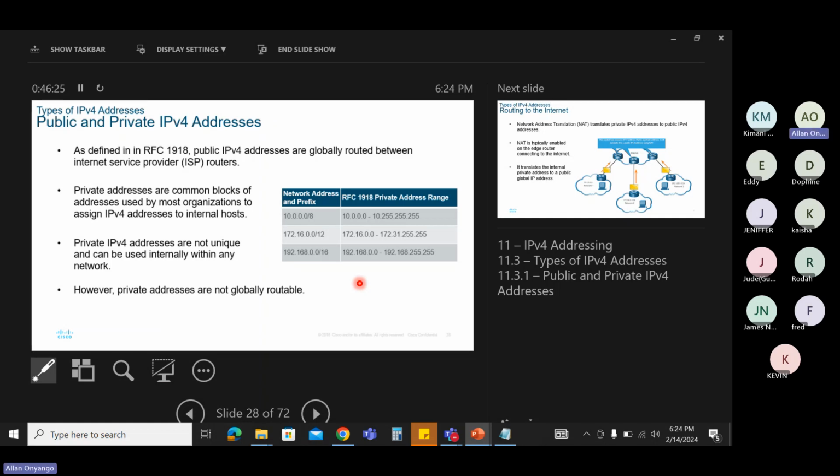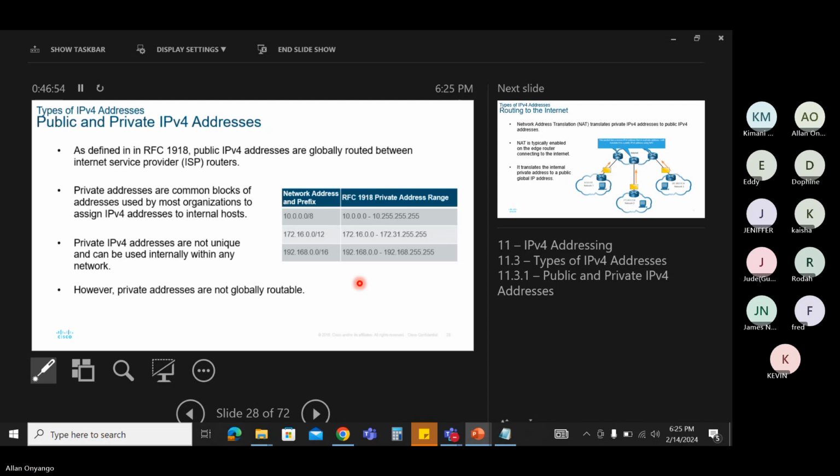Within here, currently we use private IPs. And so how do we know we use private IPs? Let's check this out. All right. So this is how we know we use private IPs. We use private IPs because these ones are our three private IP ranges.